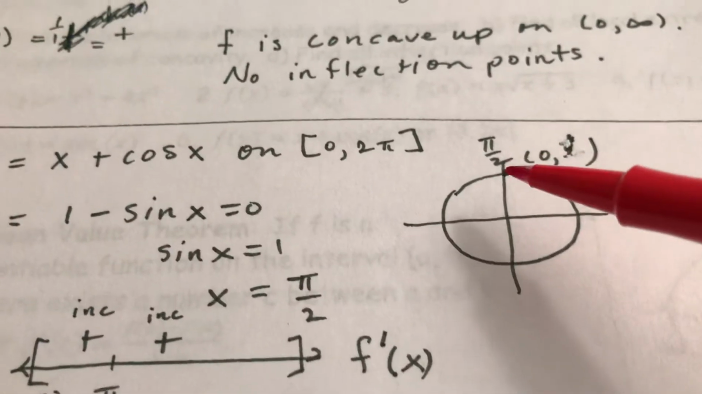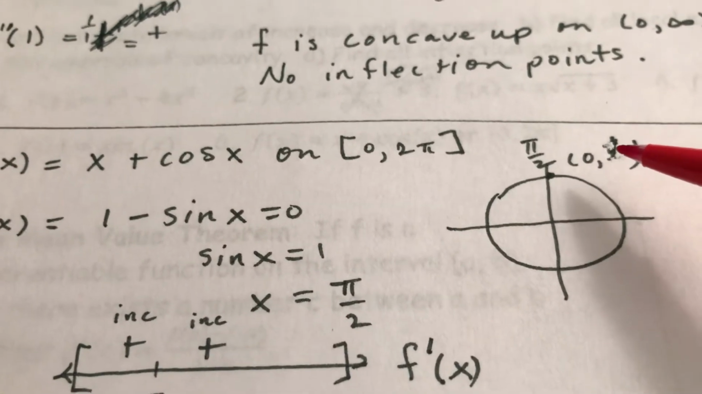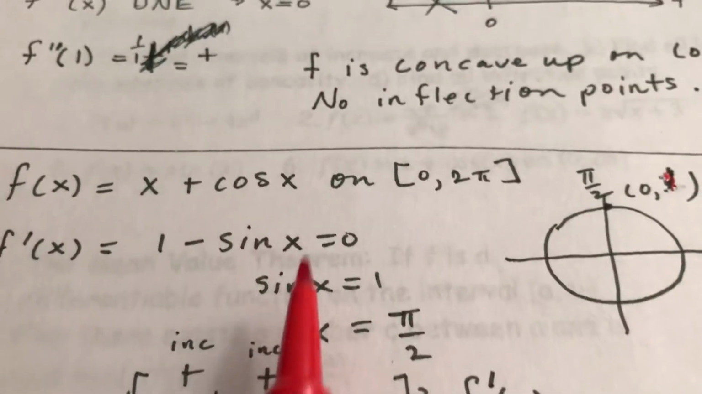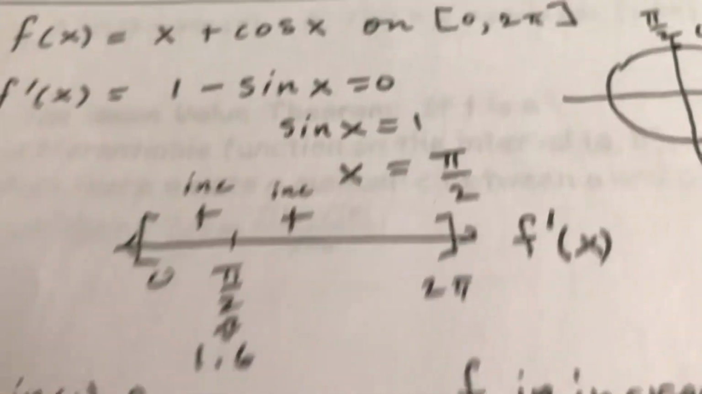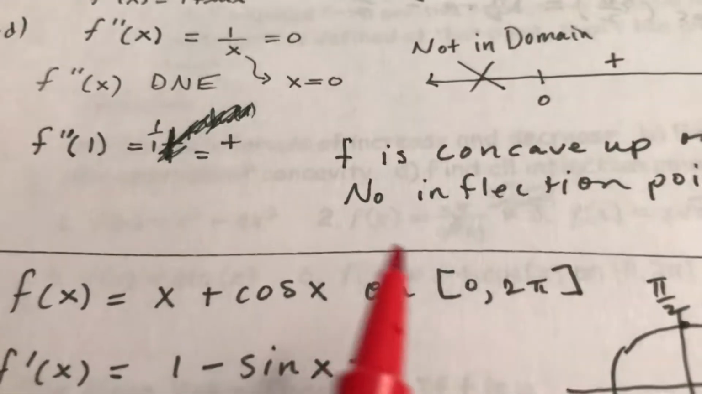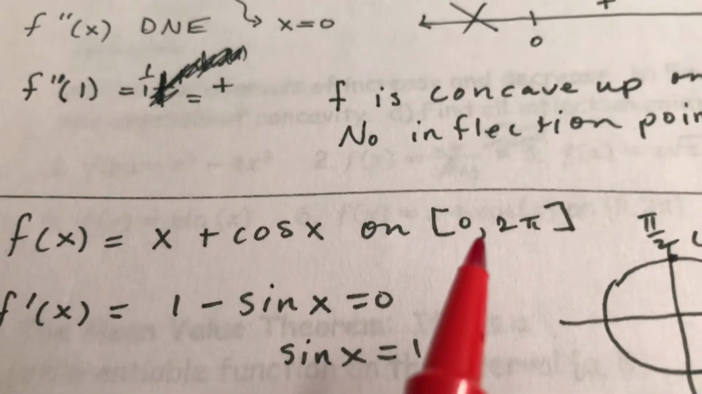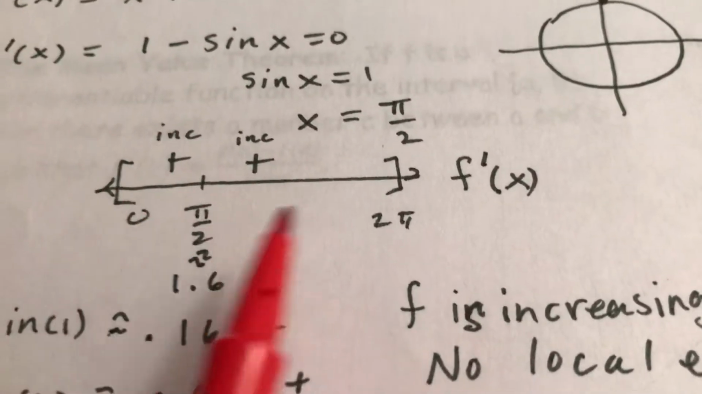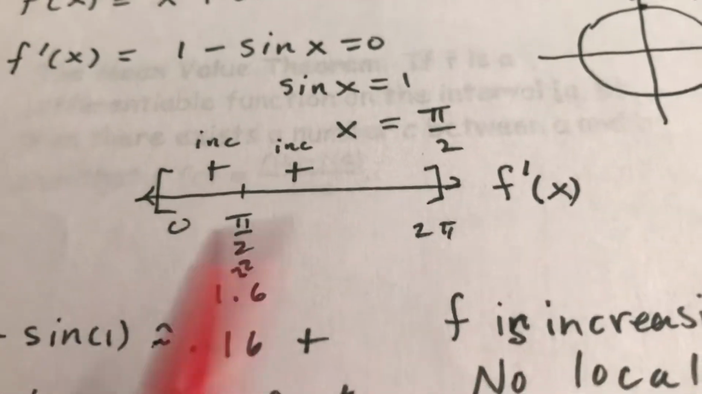I did my little unit circle here, and this is the ordered pair 0, comma 1. So I'm looking where the sine is 1, and that's at pi over 2, 90 degrees. Now my interval from 0 to 2 pi is called a restricted domain. The domain of this function is all real numbers, but what we're doing is looking at the function from 0 to 2 pi, and pi over 2 is somewhere over here. I'm going to test before and after that pi over 2.